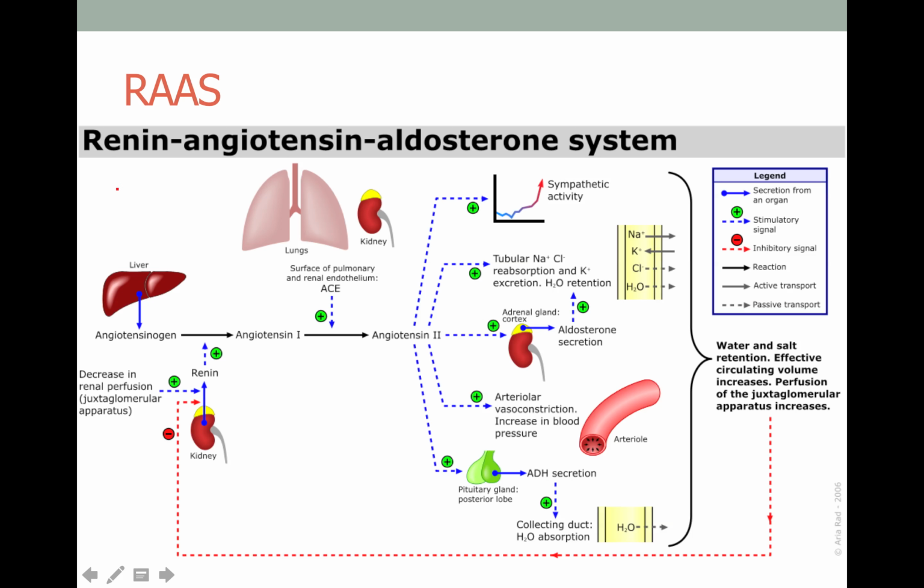Okay, so we're going to see this figure again next class when we start talking about how we manage blood pressure, because there are many, many different types of pharmaceutical interventions that will interact with this system in various different locations.